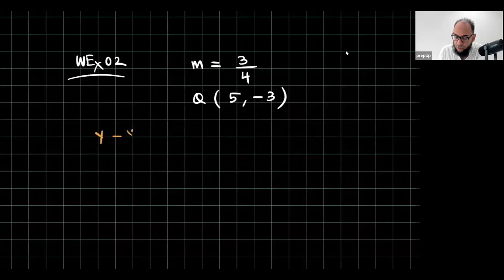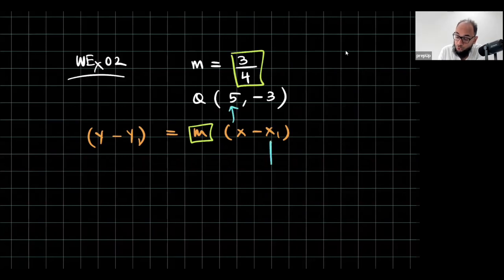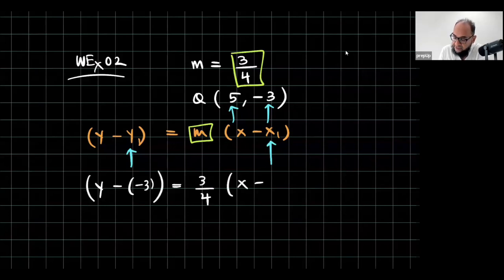y minus y1 is equals to m(x minus x1). This time the gradient is 3/4. That will go right over here. And the x coordinate will go over here. This time I'm not going to make any mistake. And the y coordinate will go over here, because first is x, then it's y. But in this equation, y is on the left, x is on the right. So therefore, let's get started. y minus y1, y1 is minus 3, is equal to m, which is 3/4 (x minus 5).